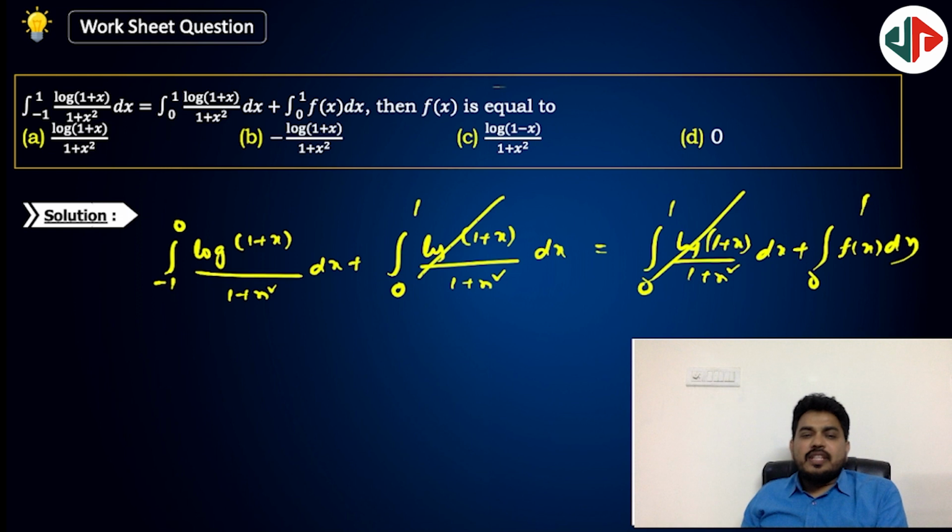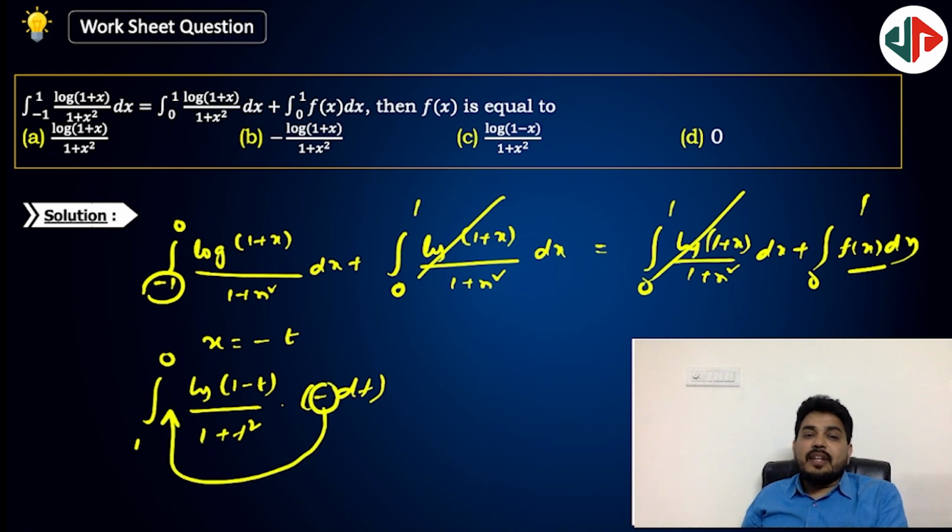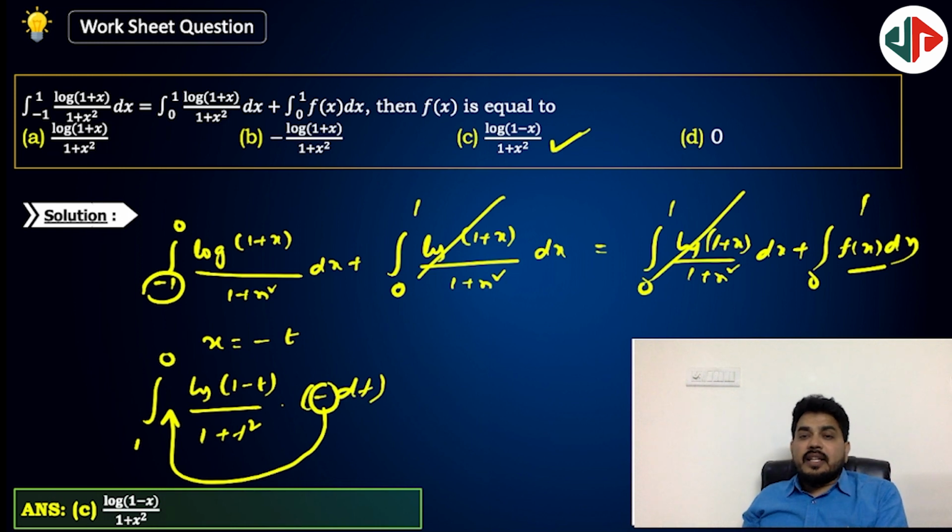So this value cancels. So what is this f of x? We need to write. Take x is equal to minus t. So the limit is 1 to 0, log of (1 minus t) by (1 plus t square) into minus dt. So this minus interchanges the limits. So the answer is equal to log of (1 minus x) by (1 plus x square).